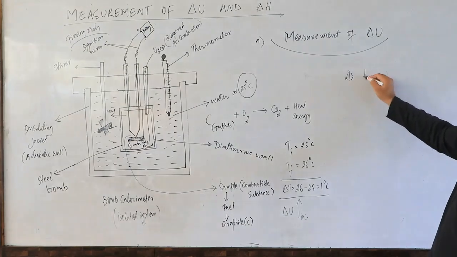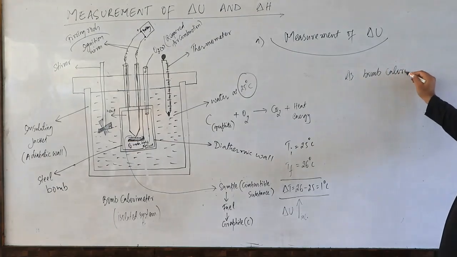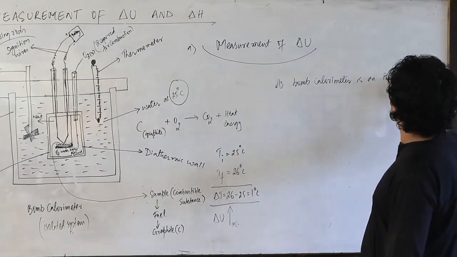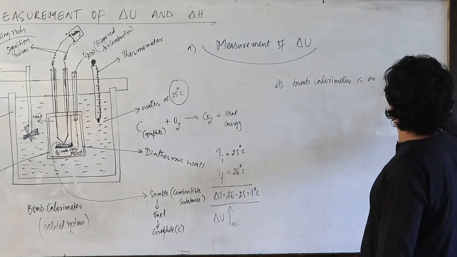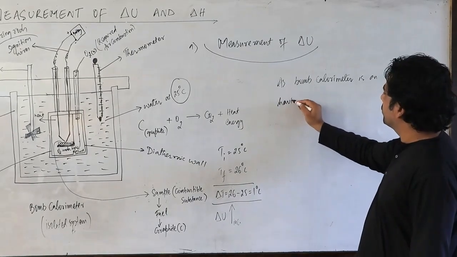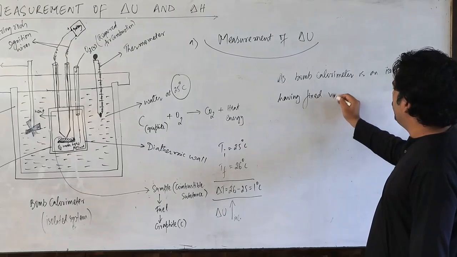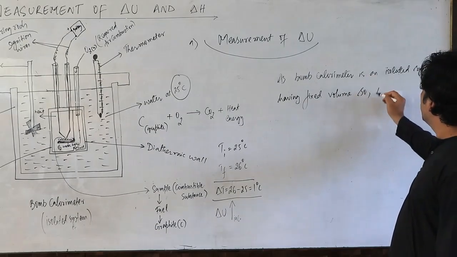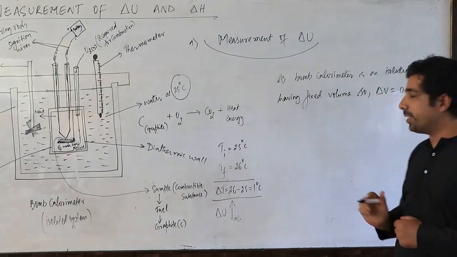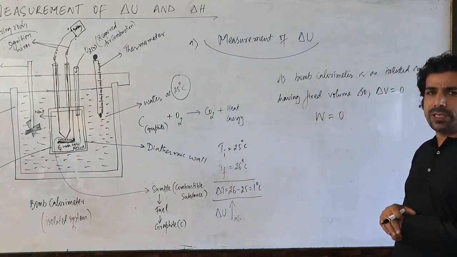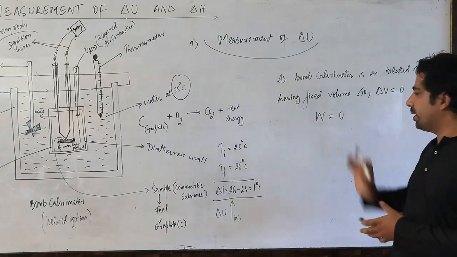As the bomb calorimeter is a closed, let's write down, it's an isolated system having a fixed volume. So delta V is equal to 0. When delta V is equal to 0, W is also equal to 0. When volume is not changing, P delta V will also be 0. So work done is also 0.